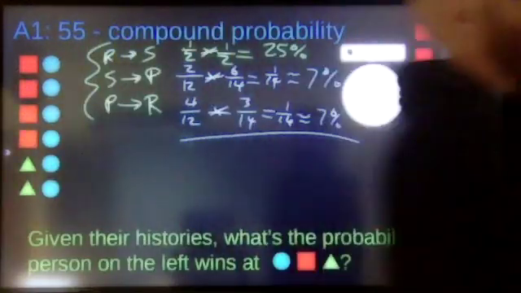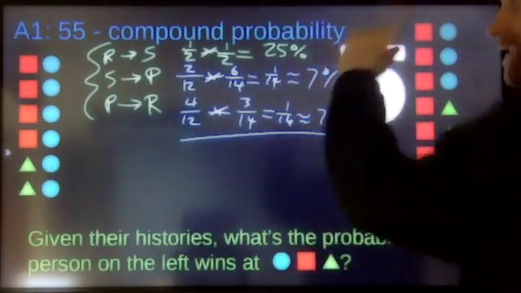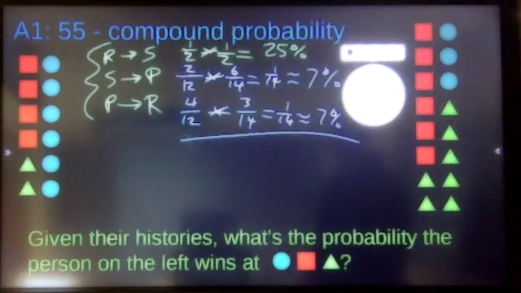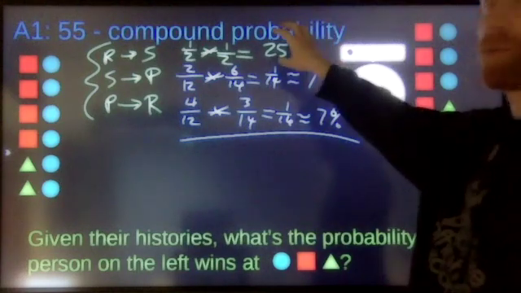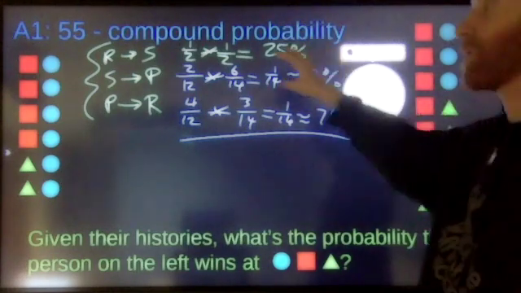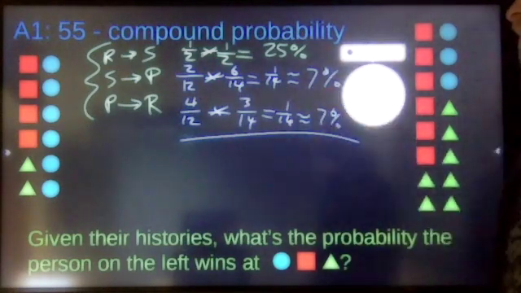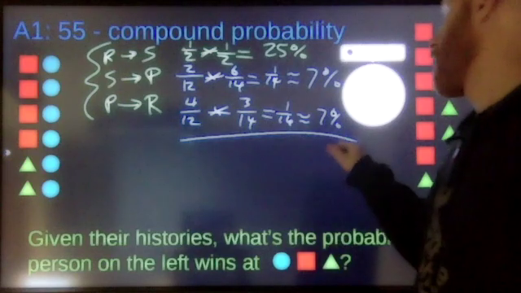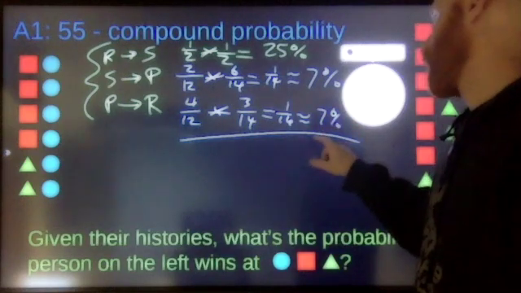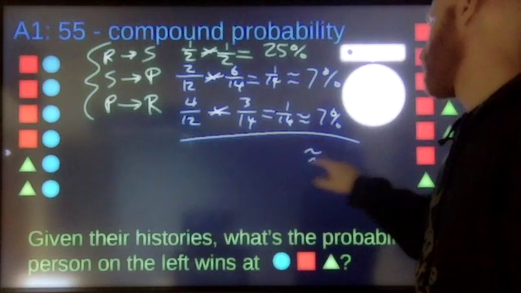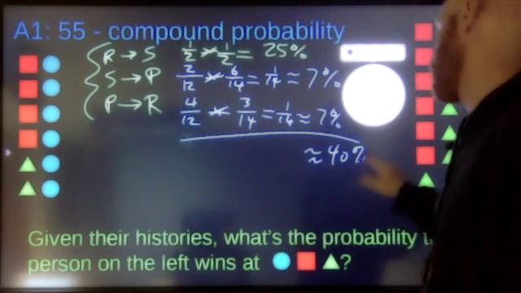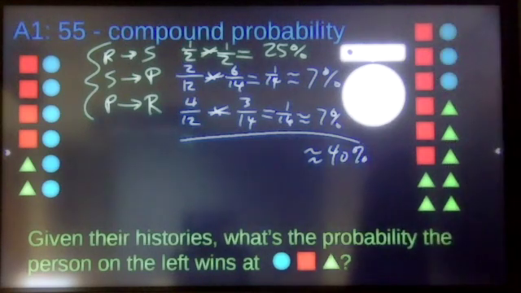Overall, the probability that the person on the left wins is going to be the probability they win with rock, plus the probability they win with scissors, plus the probability that they win with paper. All right, so that will be almost 40% of the time. 40% of the time.